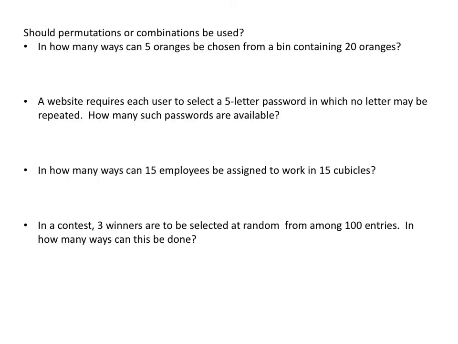So now let's take a look at a few problems, and all we're going to do is decide whether or not it's a combination or a permutation. So the first one, in how many ways can oranges be chosen from a bin containing 20? So the question you ask yourself is, does the order that I select them matter? If the order does matter, it's a permutation. If the order does not matter, it's a combination. So for this one, the order of oranges does not matter.